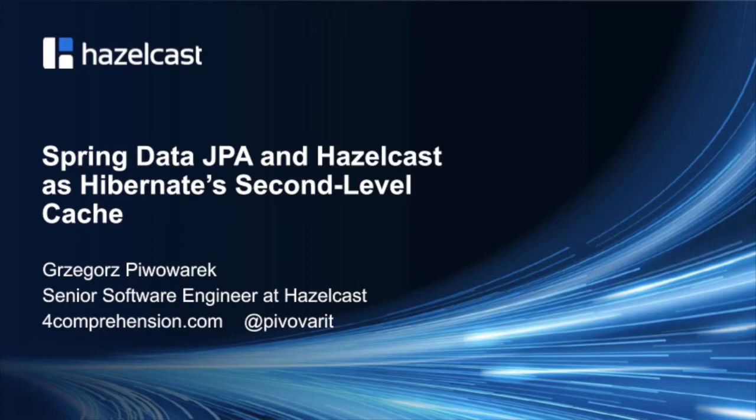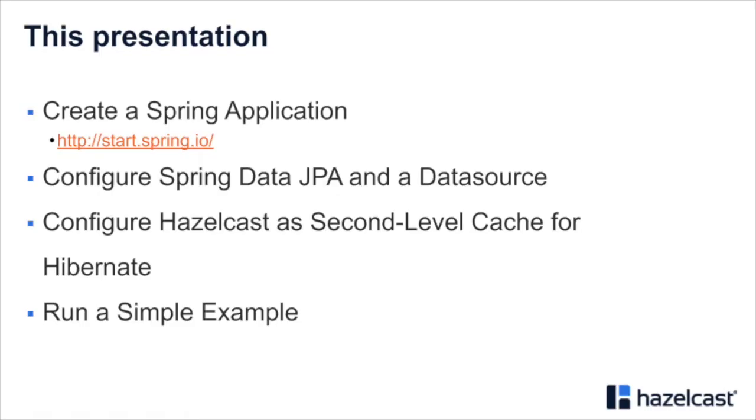In today's video, I'd like to show you how to configure Hazelcast as Hibernate second-level cache when playing around with Spring Boot and Spring Data JPA. In this video, we'll bootstrap a new Spring Boot application, add Spring Data JPA and a connection to a database, and then we'll configure Hazelcast as second-level cache for Hibernate. And eventually, we'll run a simple example to see that it actually works.